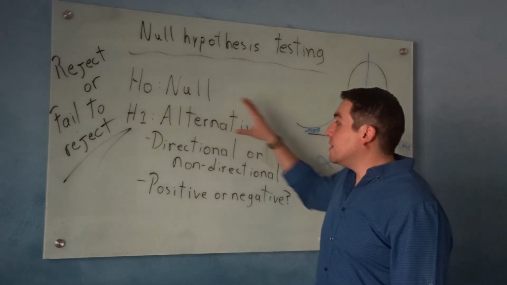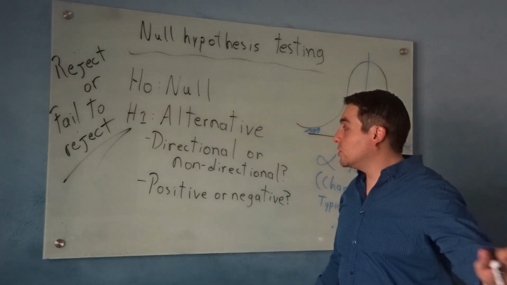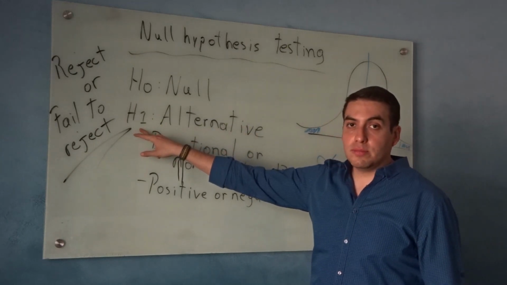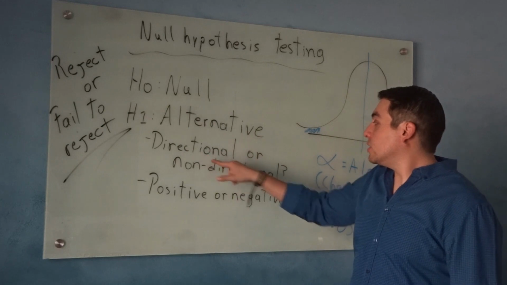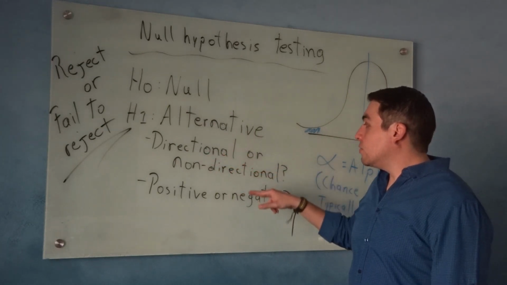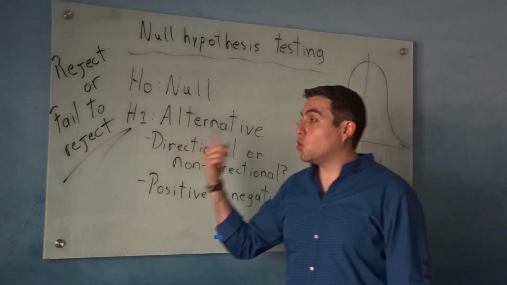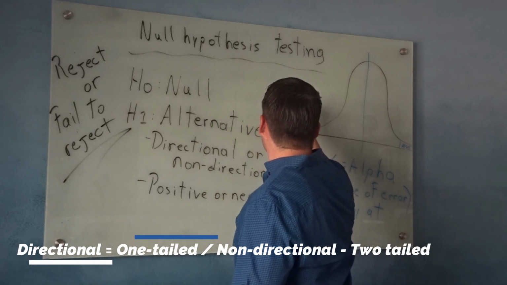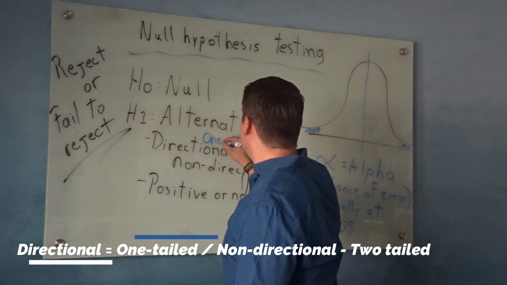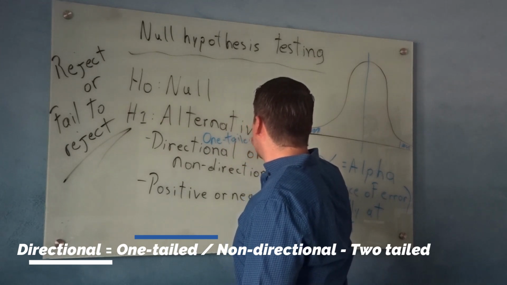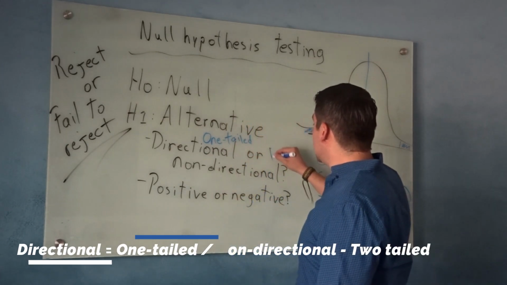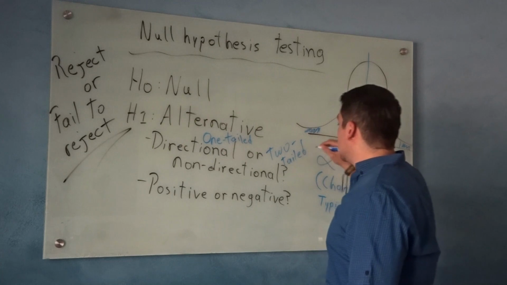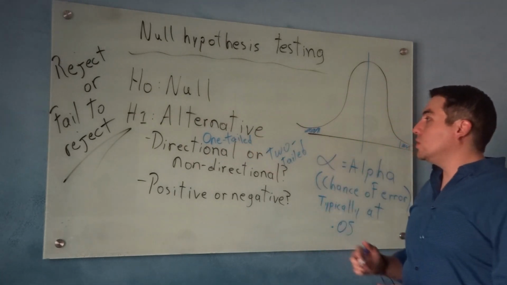Now, the alternative hypothesis, and this is going to be important as we transition into the one sample t-test. The alternative hypothesis, its symbol is H1, and the alternative can be directional or non-directional. Directional or non-directional can also be called one-tailed or two-tailed. So directional is called one-tailed, and non-directional is called two-tailed. Either one-tailed or two-tailed.